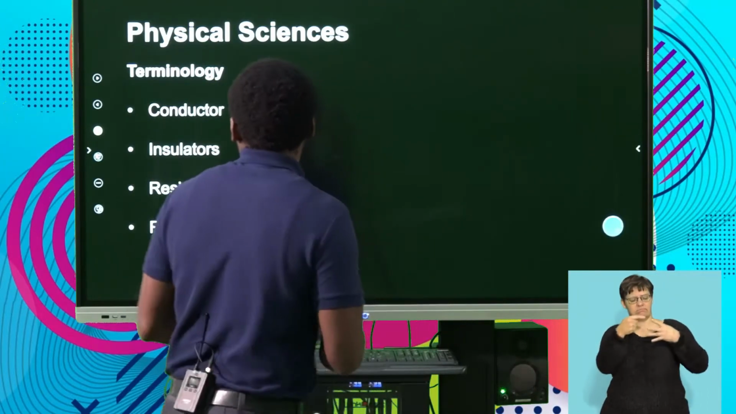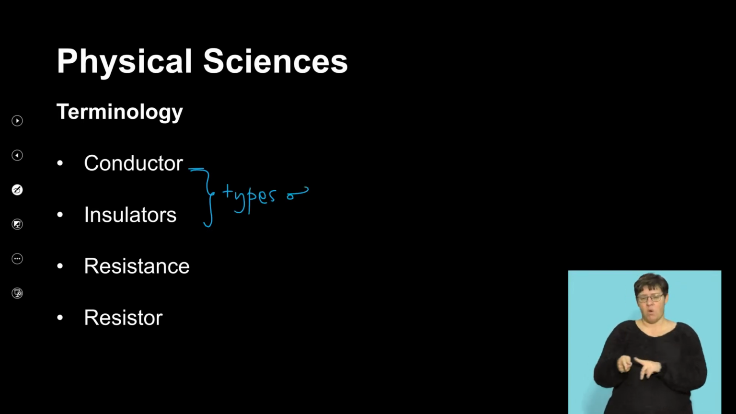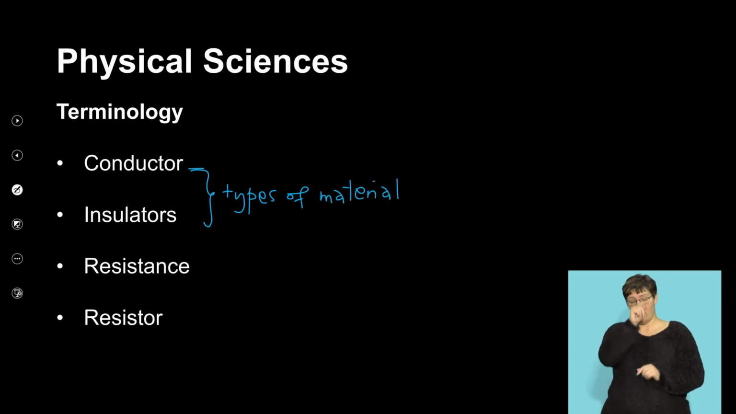So what are some of the terms? We talk of a conductor as a type of material. A conductor and an insulator are types of materials. What we know is that most non-metals are insulators, while most metals are electrical conductors, with a few exceptions here and there. And this takes us back to our periodic table of elements.